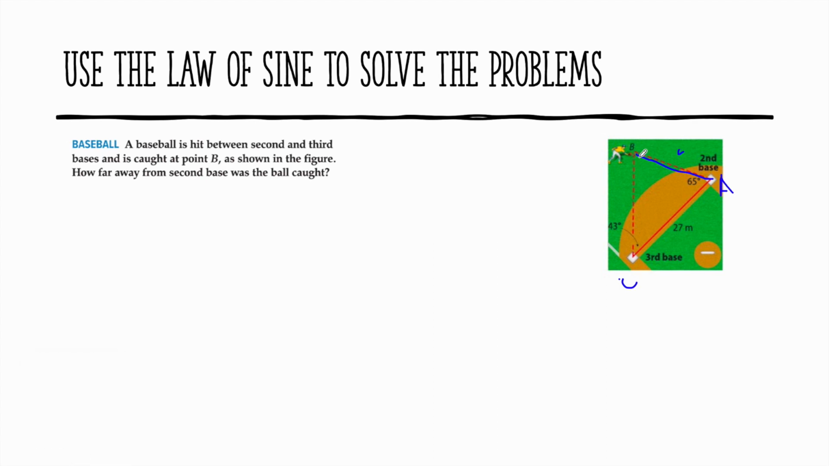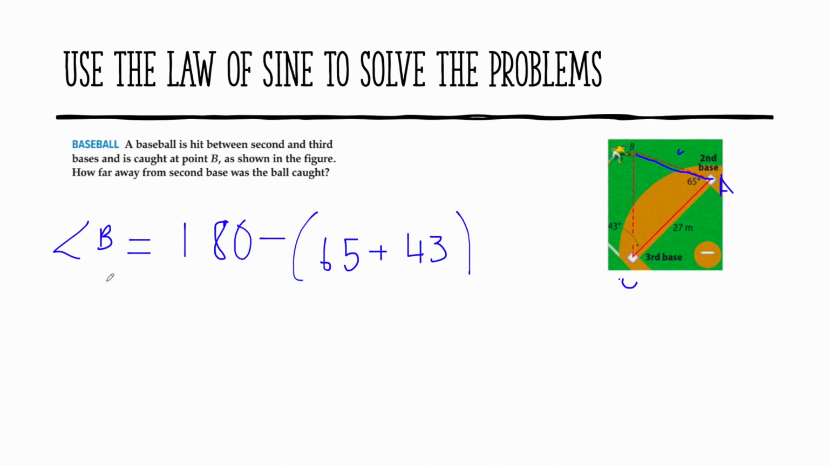Angle B will be given by, when we add all these angles, they give us 180. So angle B is equal to 180 minus 65 plus 43. Okay, so angle B will be equal to 72. Now we have this as 72.